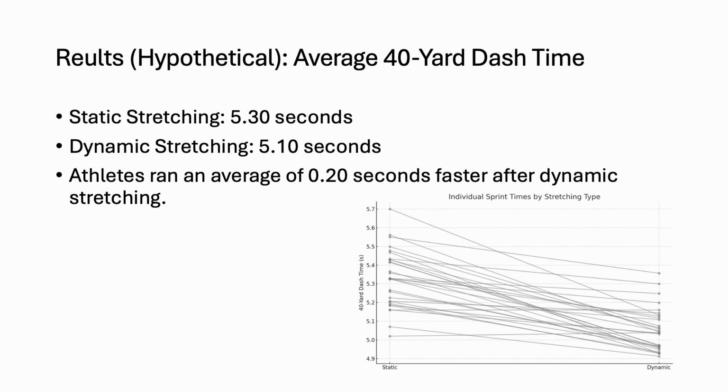And the results for this study. On average, athletes ran the 40-yard dash in 5.3 seconds after static stretching, and they ran it in 5.1 seconds after dynamic stretching. As you can see here in this graph, when they completed dynamic stretching, their times were significantly reduced. There's a difference of 0.2 of a second, which might seem small, but in sprinting, it's quite a large gap.